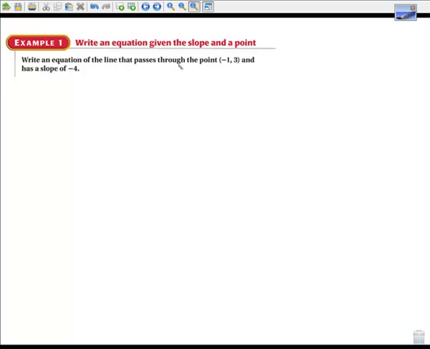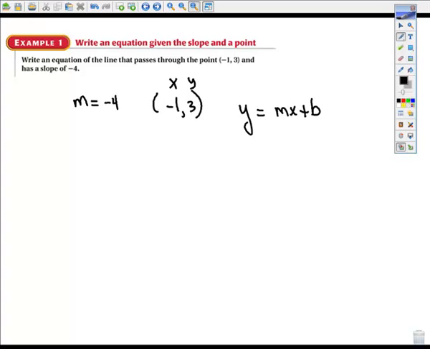First example, they're going to give you the slope of -4, and they give you a coordinate of a point on the line, -1, 3. Recall again that this is x and this is y. So if we put this in slope-intercept form, I'm just going to substitute. So the y is 3 equals m -4, x is -1 plus b.